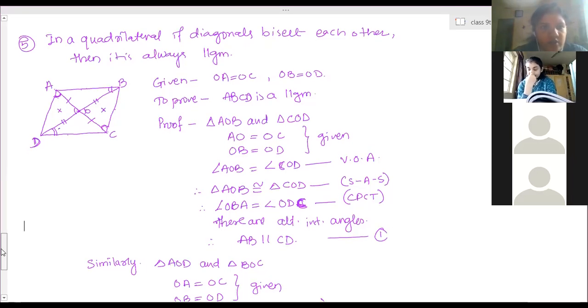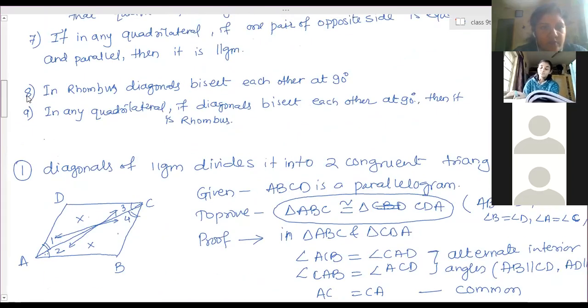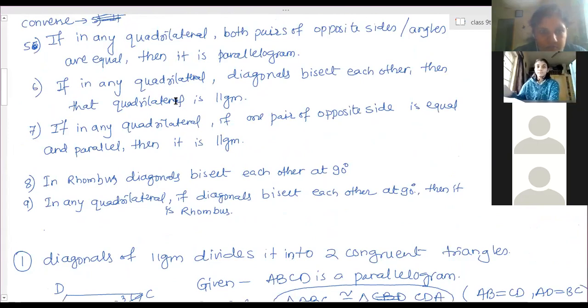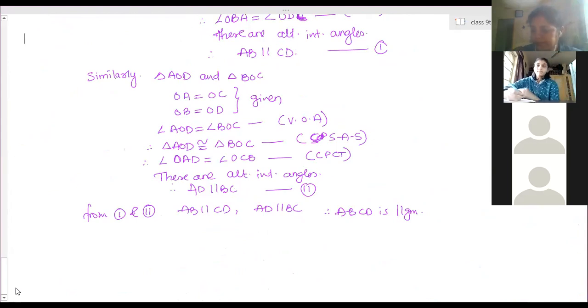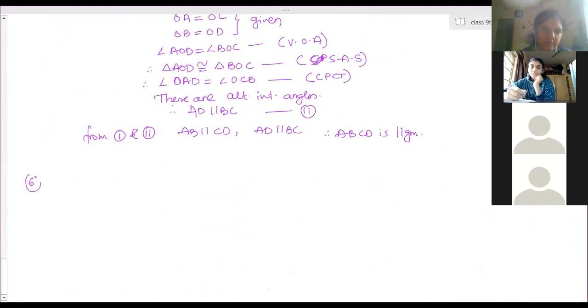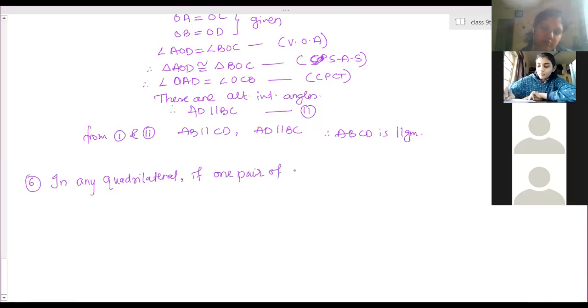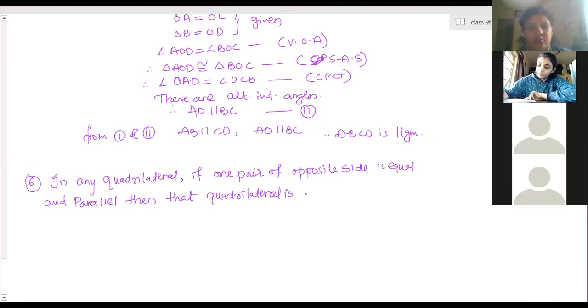Okay, done. The next one is, what is the next theorem? Diagonal done. If in any quadrilateral, any one pair of opposite sides is equal and parallel, then it is a parallelogram.